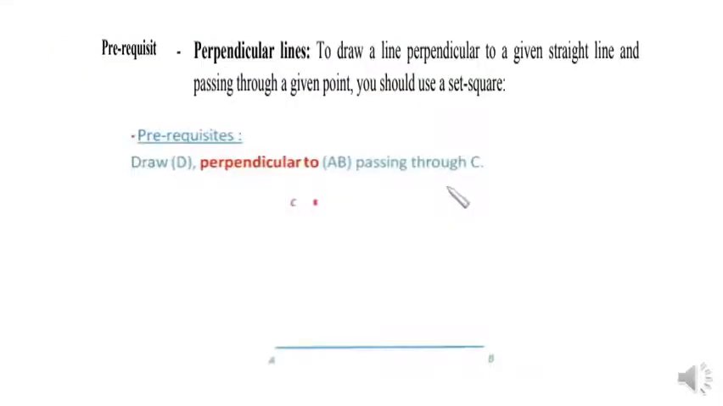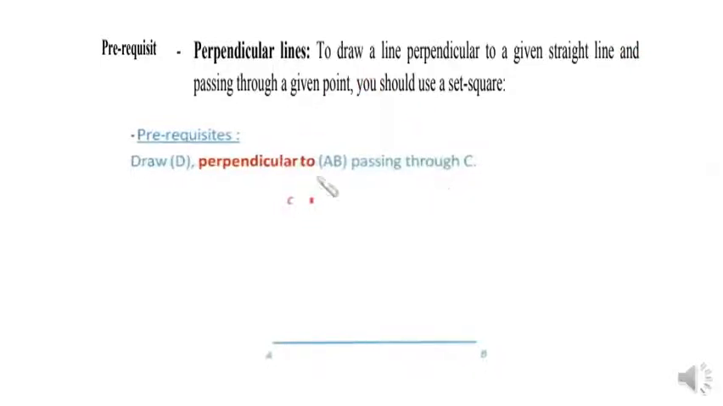Now let's talk about the perpendicular lines. To draw a line perpendicular to a given straight line and passing through a given point, you should use a set square. Let's make an application. Draw D perpendicular to AB. This is line AB, and passing through C. This is point C, perpendicular to AB and passing through C. To draw a line perpendicular to AB and passing through C, it means I have to use the set square. Okay?